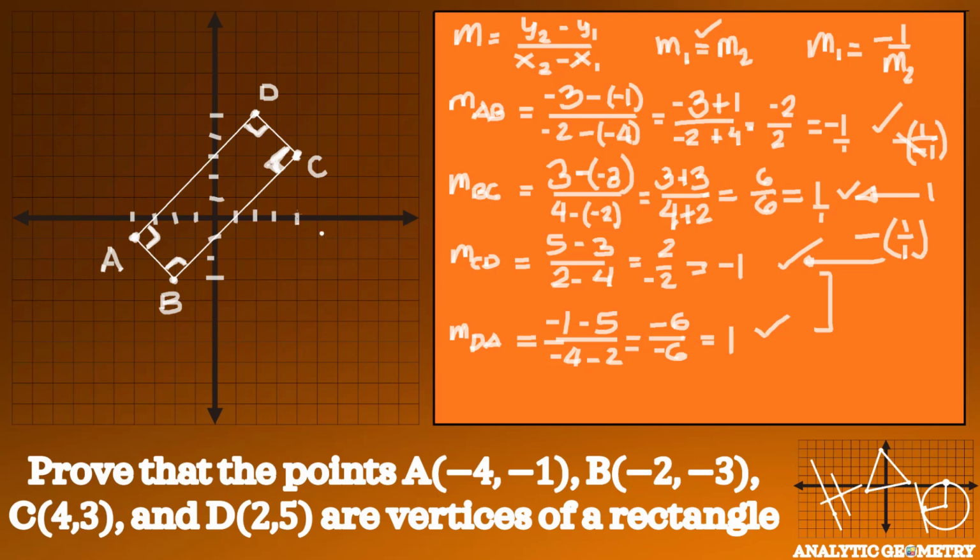This shows that our figure here is a rectangle, and that would mean points A, B, C, and D are vertices of a rectangle.